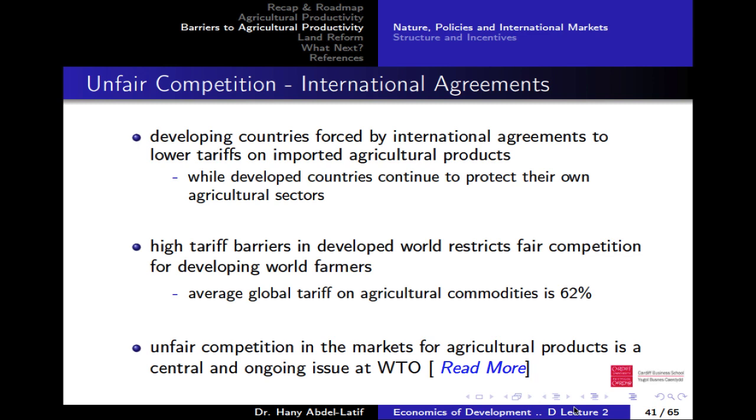Okay, so unfair competition could be one reason to explain why productivity is low. There's no support to farmers, while in the West there's support. That means there's unfair competition anyway between these two groups.